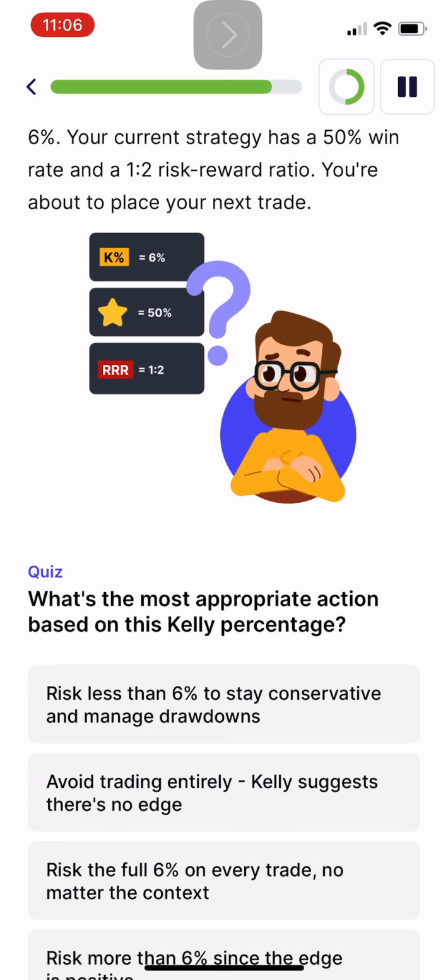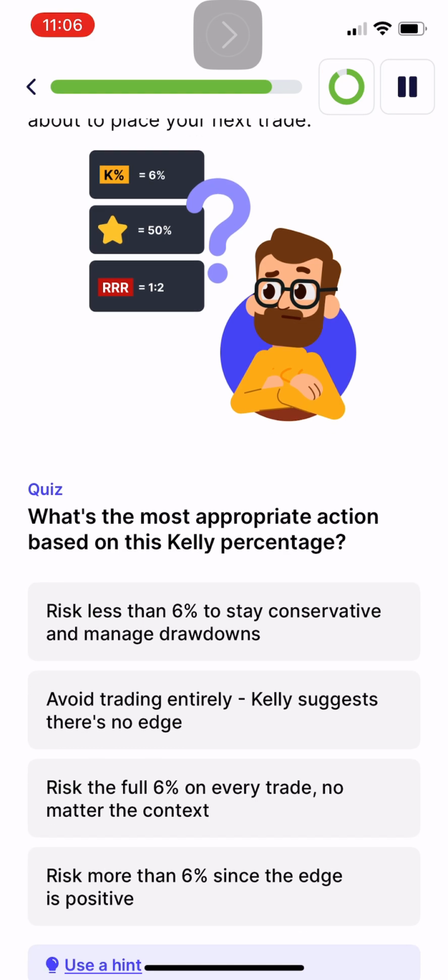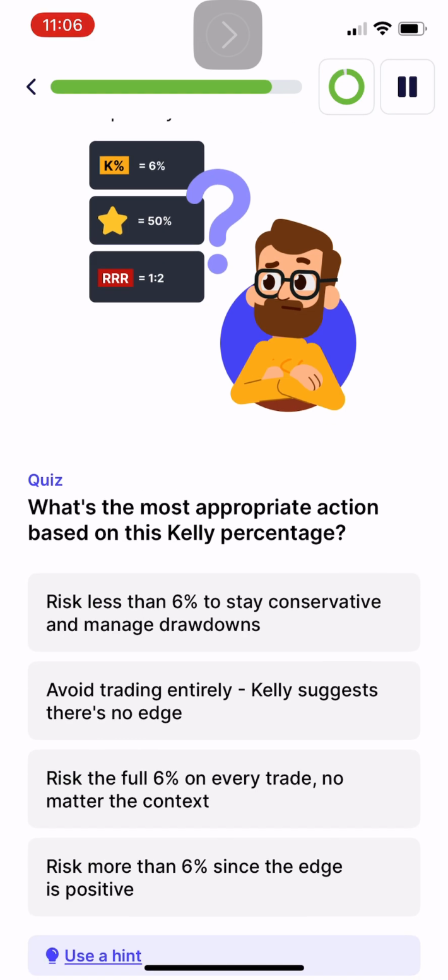Risk less than 6% to stay conservative and manage drawdowns. Avoid trading entirely. Kelly suggests there's no edge. Risk the full 6% on every trade, no matter the context. Risk more than 6% since the edge is positive.